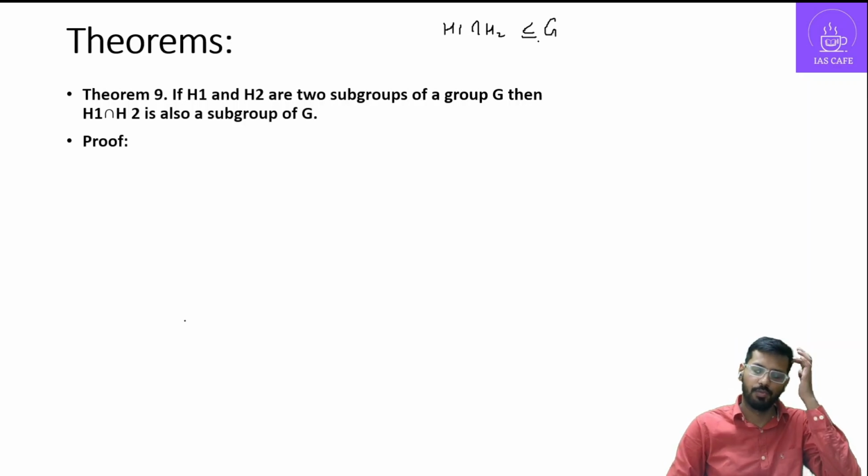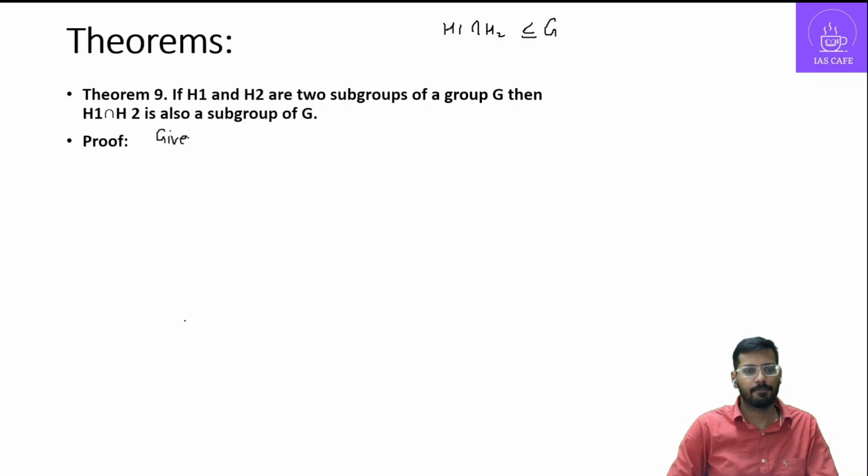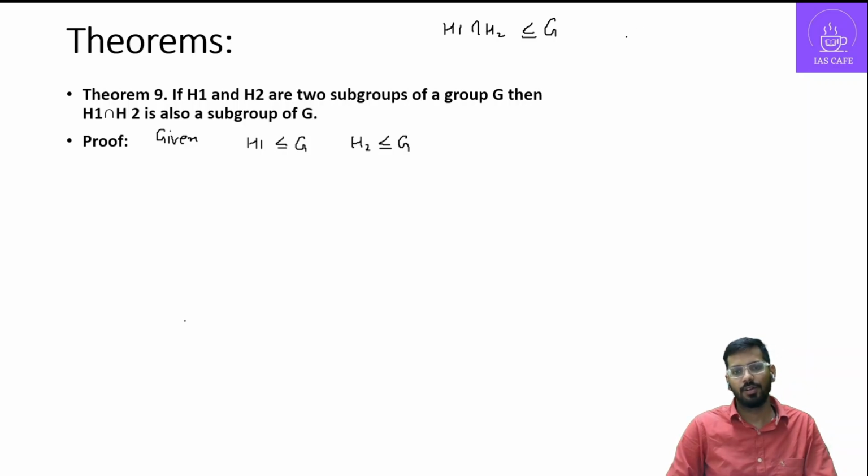That we have to prove. So here, given that H1 is a subgroup of G and H2 is a subgroup of G, that is given. ठीक है, और यहाँ पे दो सेट हैं, H1 and H2. These are two subsets or subgroups, and this is the intersection of H1 and H2.